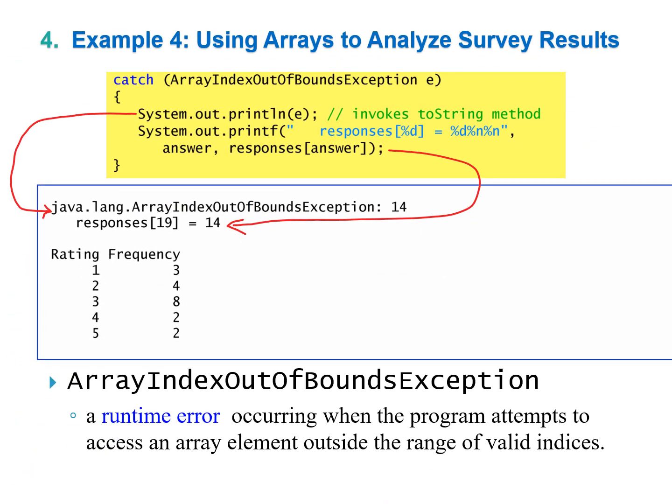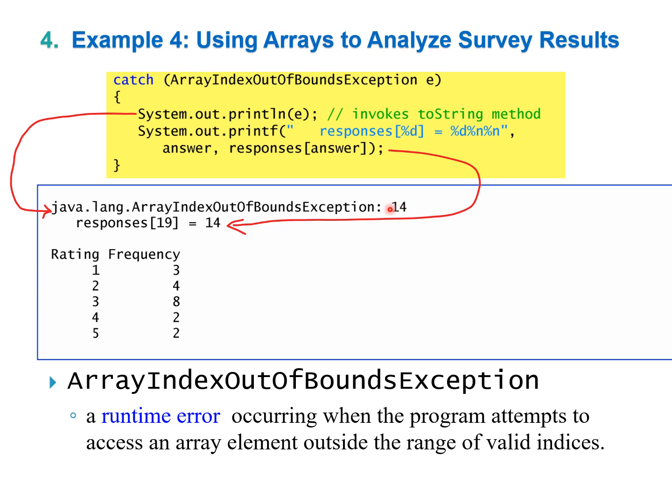Here is the output of the student Paul.java program. The first line in the output is the error message of the array index out of bounds exception, which also includes the value of the index that is out of bounds. That index is 14, which is out of bounds of the frequency array.